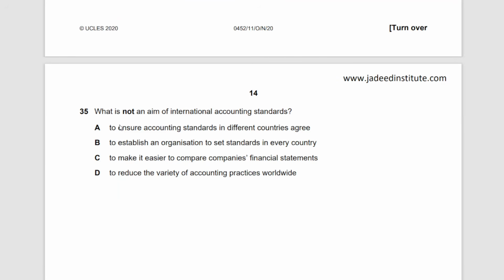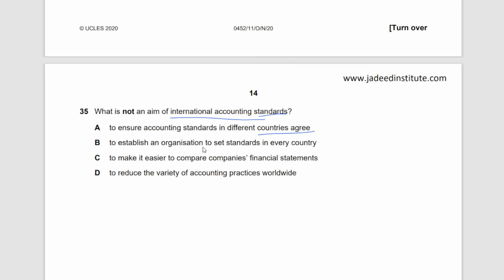What is not an aim of international accounting standards? I don't remember seeing this in your IGCSE books, but it might be given somewhere. Anyway, it should be done logically. To ensure accounting standards in different countries agree: standards means we have the same policy. That's one of the goals of setting international standards. So there's a uniformity in how accounts are made internationally. To the full extent it is true. Different countries of the world should follow the same path of accounting. This is actually one of the aims.